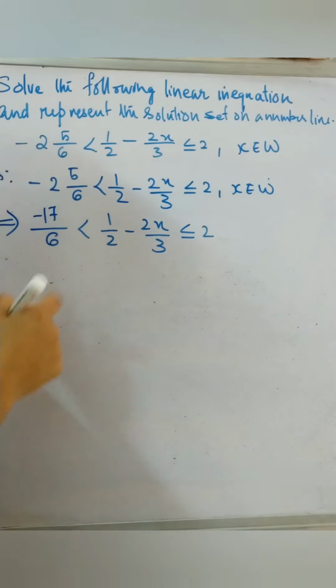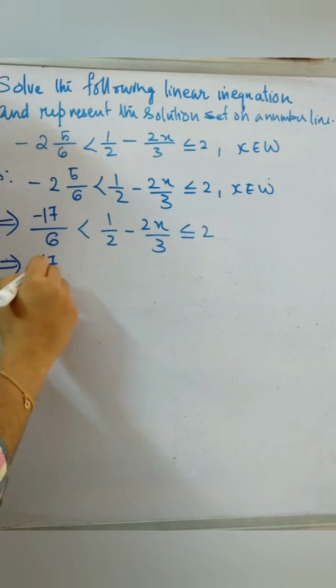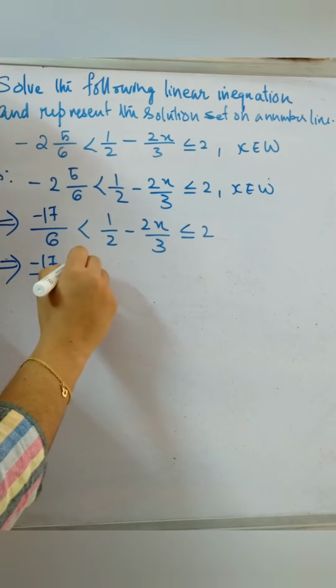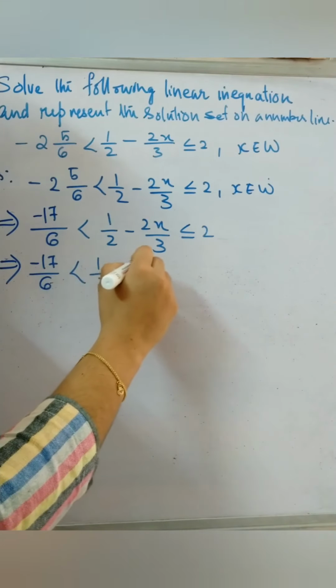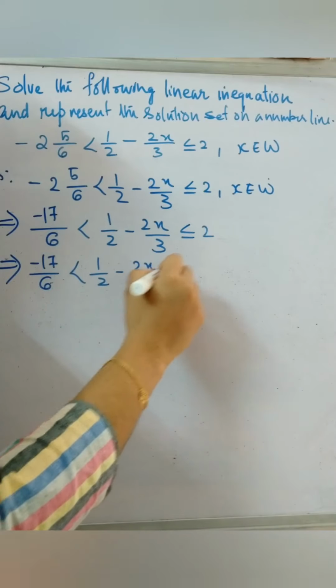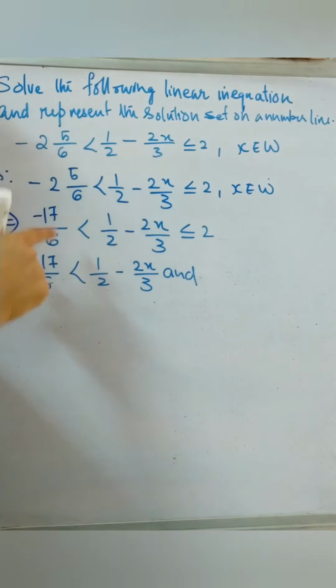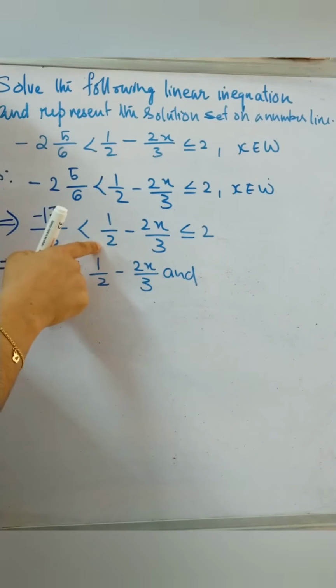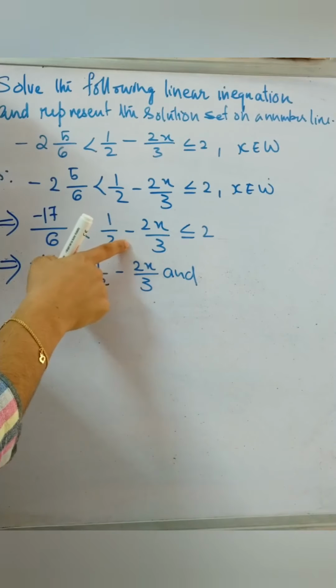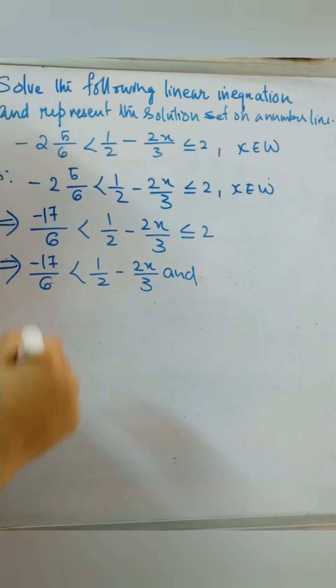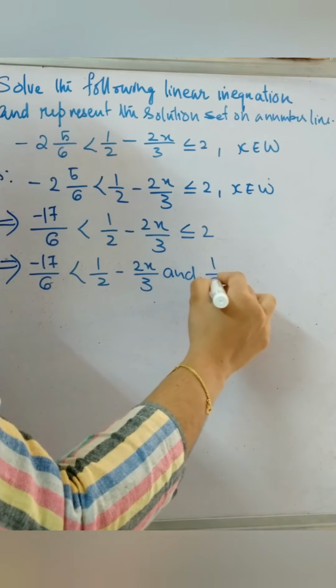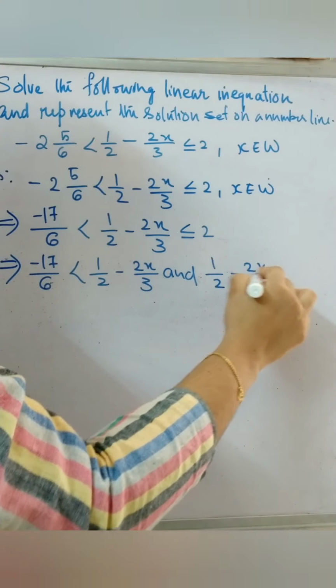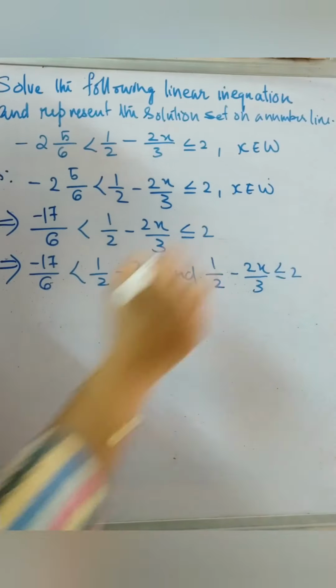And now we can split this linear inequation into two. That is, negative 17 by 6 is less than 1 by 2 minus 2x by 3, and this linear inequation also says that 1 by 2 minus 2x by 3 is less than or equal to 2. So we can write it as another linear inequation: 1 by 2 minus 2x by 3 less than or equal to 2.